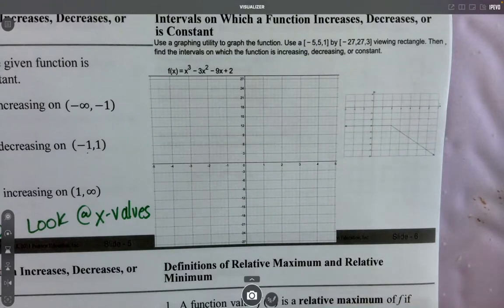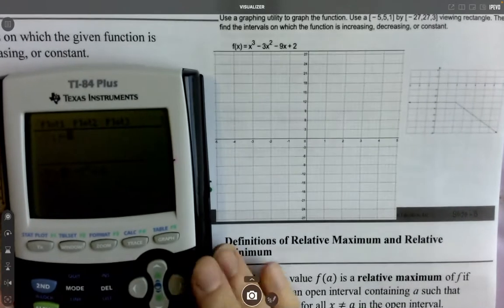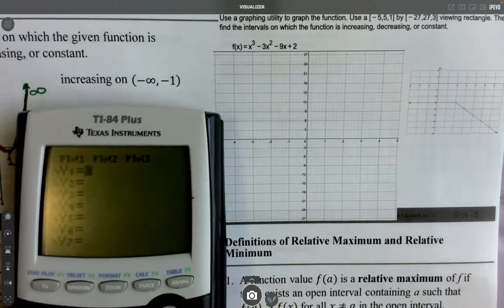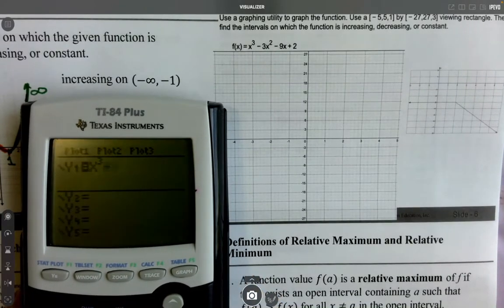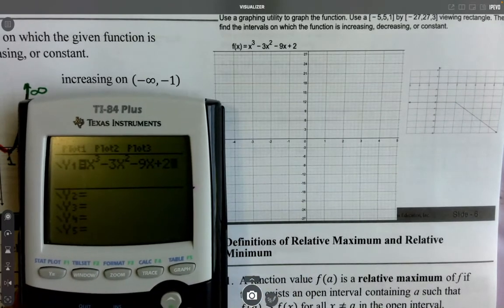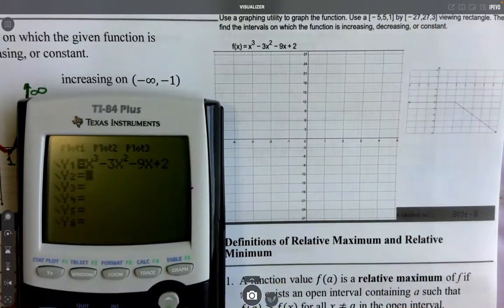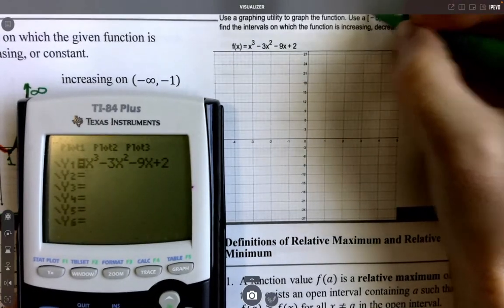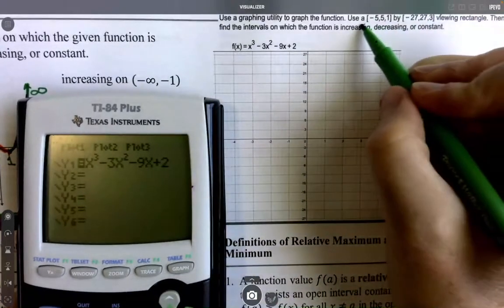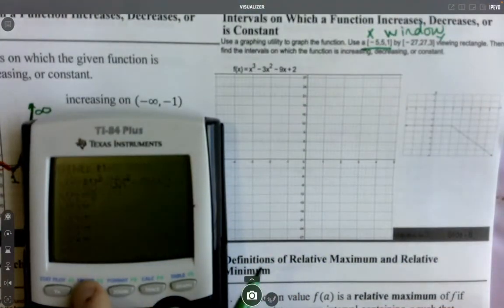I'm going to show you how we can use the calculator. So go to y equals, whatever is in there, go ahead and clear it out. And let's put in x to the third power minus 3x squared minus 9x plus 2. And we want to do our window. So this is our window. These are the x's and these are the y's. Sorry, you can't see that. There we go. All right, so go to window.